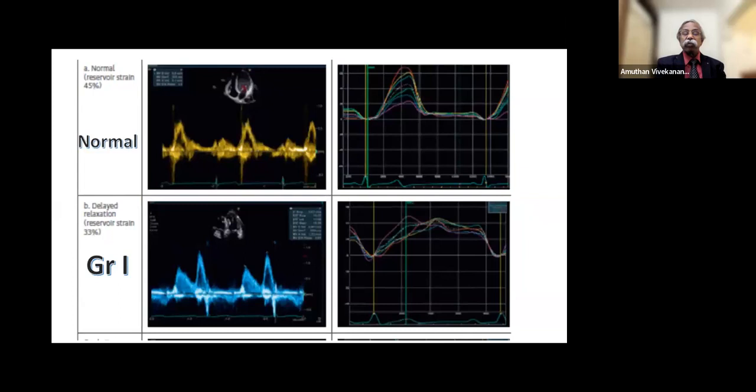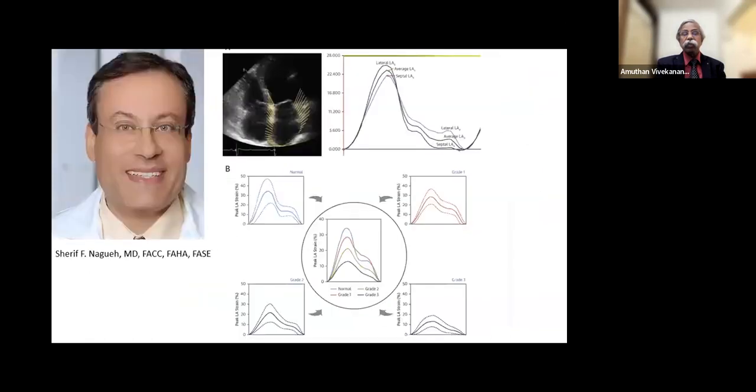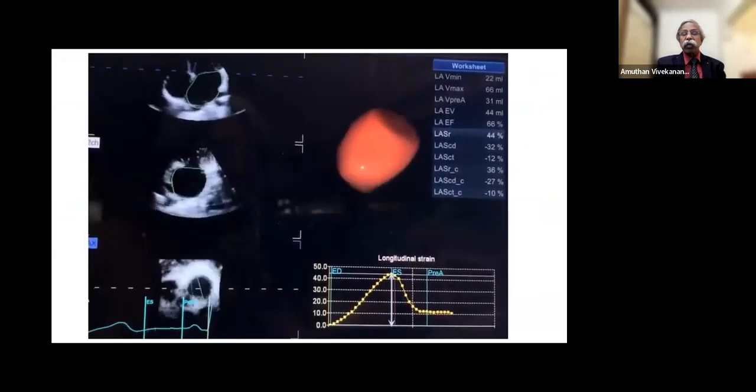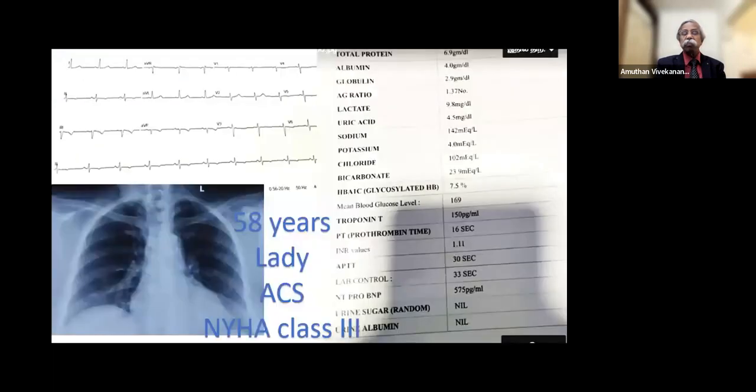LA strain values. You can see here the normal LA strain is around 40. Around 30 if it is reduced in grade 1. In grade 2, it goes around 20%, 24-25%. And grade 3, it is less than 10%. So this LA strain is the LA volume which can be identified by 3D echocardiography.